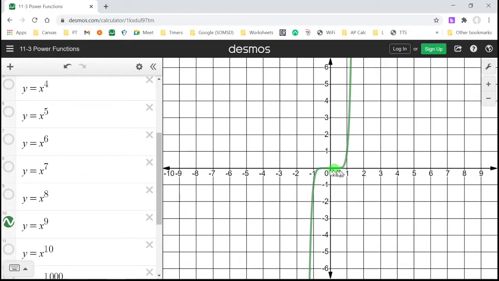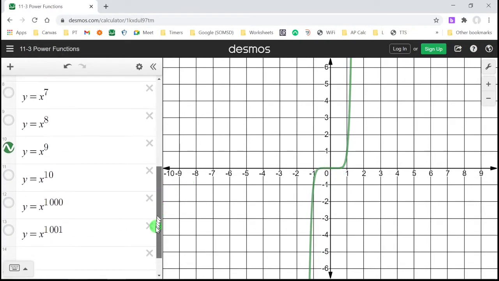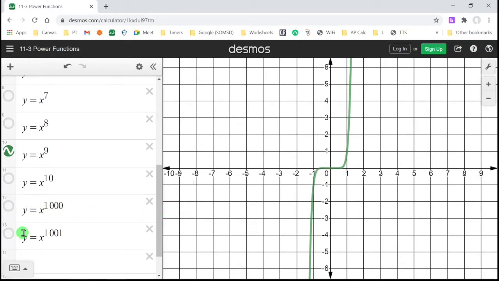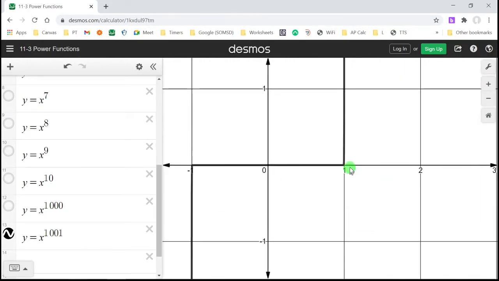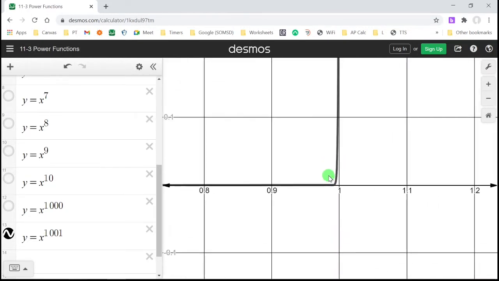Okay, so take a wild guess. What do you think y equals x to the 1001, which is odd, what do you think that looks like? Well, let's take a look. Yep, it looks like that thing. It looks like a rectangle with one side bent down this way. Now, once again, if you zoom in enough, you'll see this is not really a rectangle.